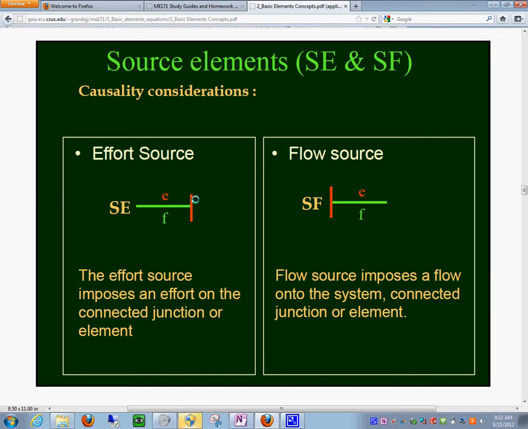So the system on this side responds with the flow, see? Now, in the case of the flow source, we have the reverse situation.